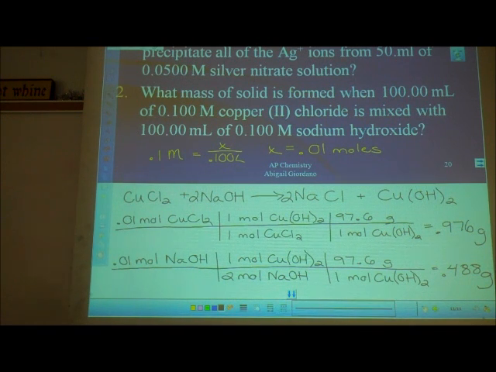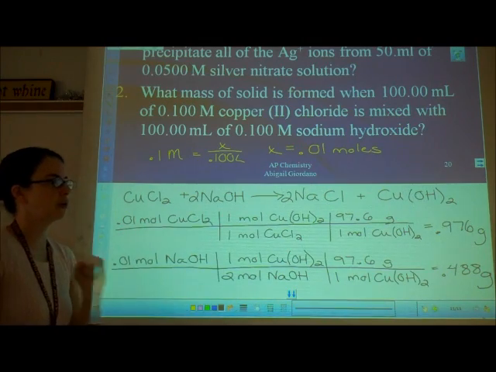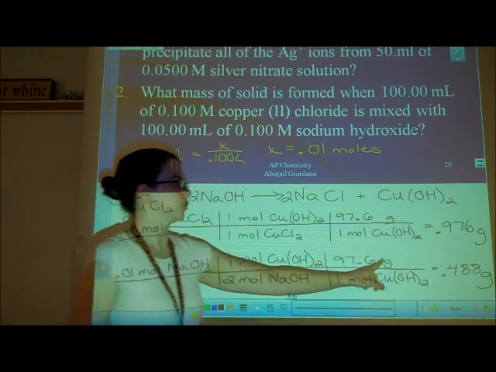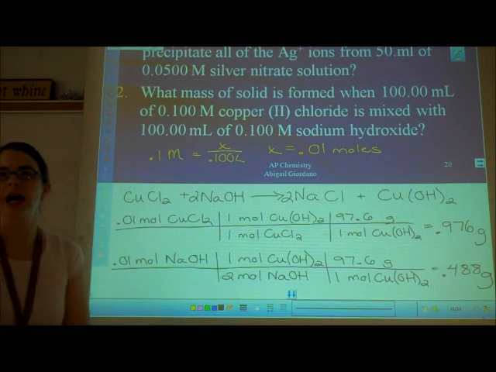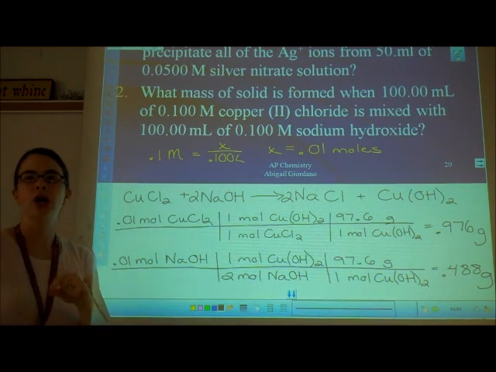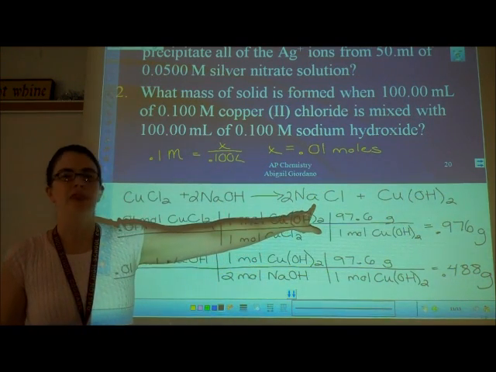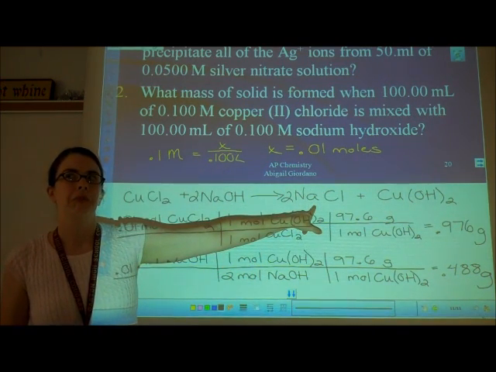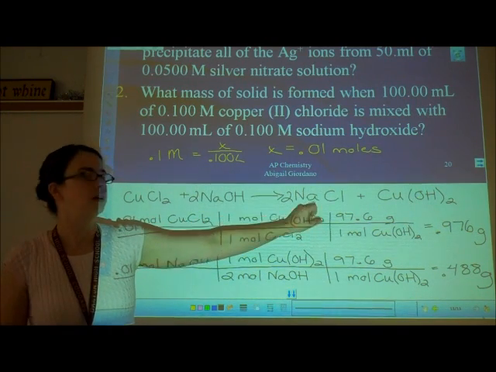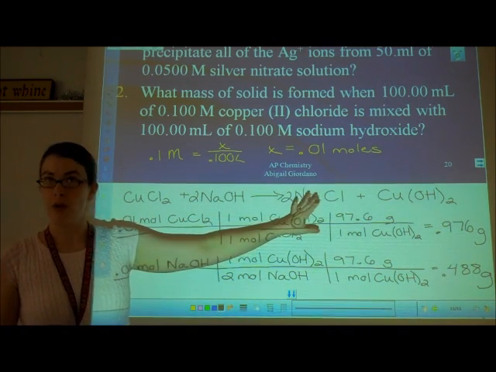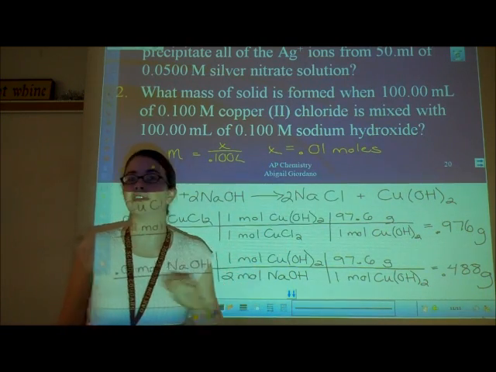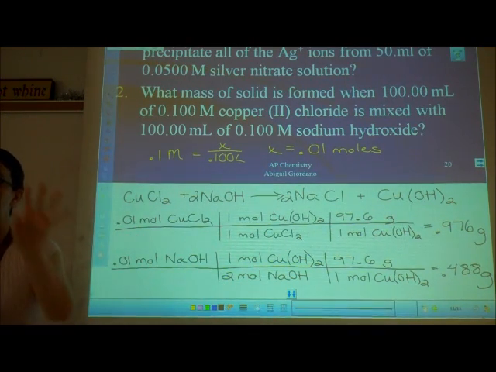Okay? And the question says, what mass of solid is formed? And you'll notice I did 2 separate calculations into grams of copper hydroxide. How did I know to convert to this product and not that one? Yeah, Evan. Okay, NaCl would dissolve. It's a soluble compound.